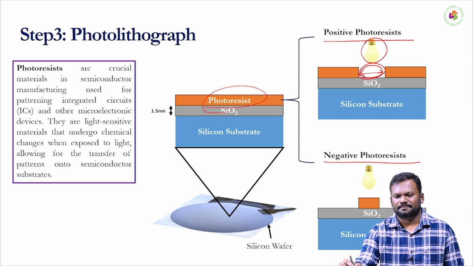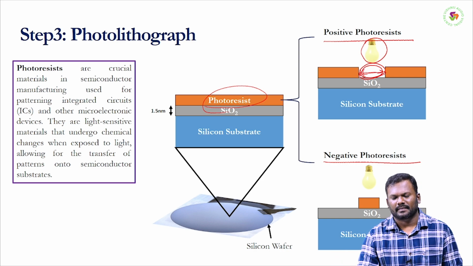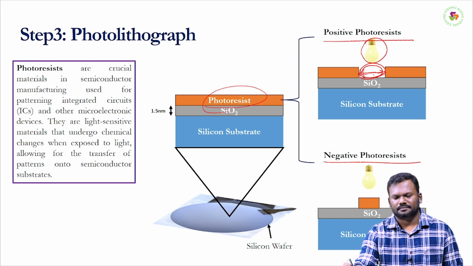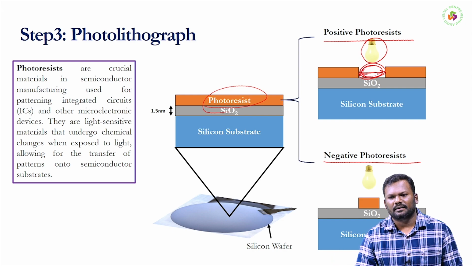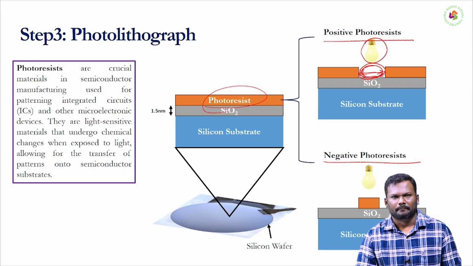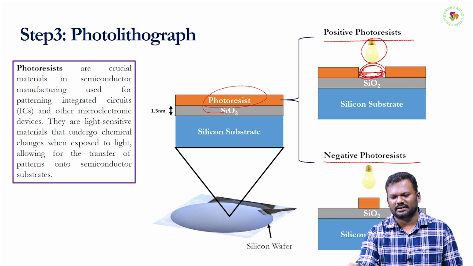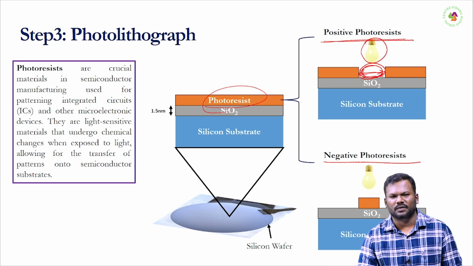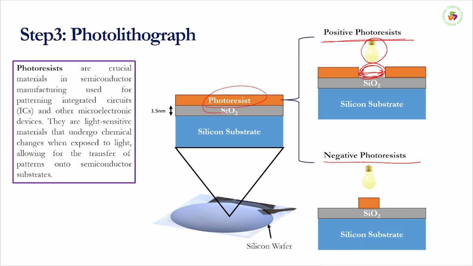Which means, for the positive photoresist, if your light is focused on a particular place of your photoresist, the light chemically reacts with the photoresist, and we can easily remove that particular portion. That type of photoresist we call positive photoresist. The light is not normal light, we call it UV light, ultraviolet light.